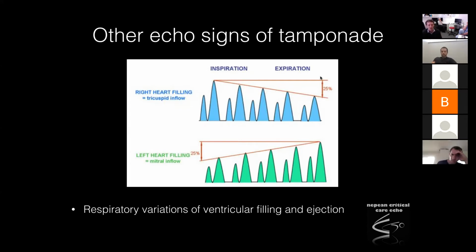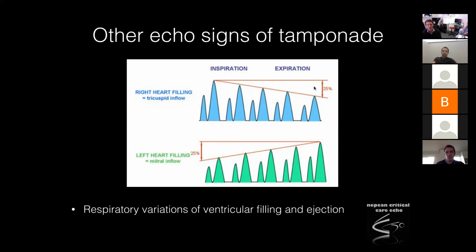So here you'll see that during expiration, the flows go down in the right heart and they increase in the left heart. And then during inspiration, it's the other way. And so that's the movement of the interventricular septum. So it's being pushed over to the left during inspiration and pushed over to the right during expiration. And that's showing this exaggerated respiratory effect, which is one of the other signs for tamponade, okay?